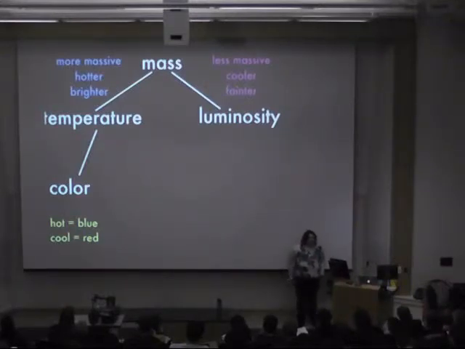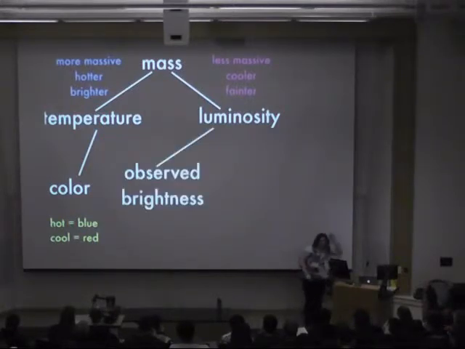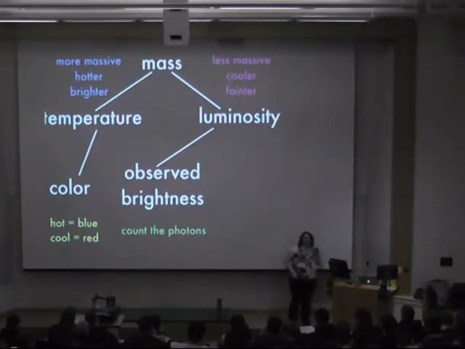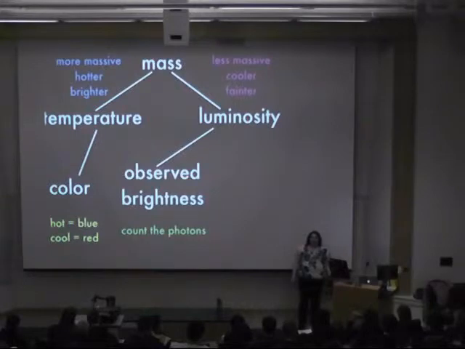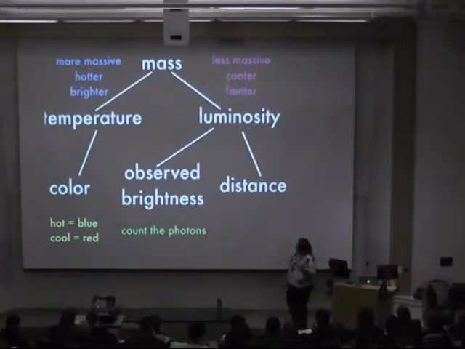Luminosity is almost trickier because luminosity is how much energy is that star putting out? How much is it emitting? Well, we can't actually know that by just looking at a star. What we get is our observed brightness. We get how bright it looks to us at Earth. I think of that as counting the photons. How many photons hit our detector? How much light can we detect? That tells us our observed brightness. But we also need distance to get how much light it's really putting out.